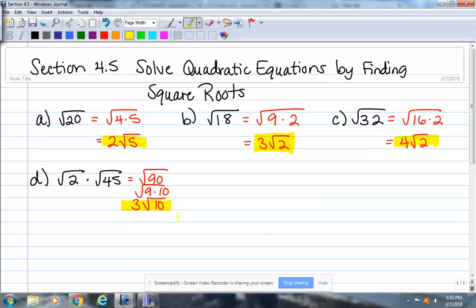There's no squares that go into 10. You can simplify a radical as long as there's a square that goes into that number. There's no squares besides 1 that go into 10. Because 9 doesn't go into it, 4 doesn't go into it, 1 is the only one that does. So that's how you know you're simplified: if the radical at the end doesn't have any other squares that go into it.